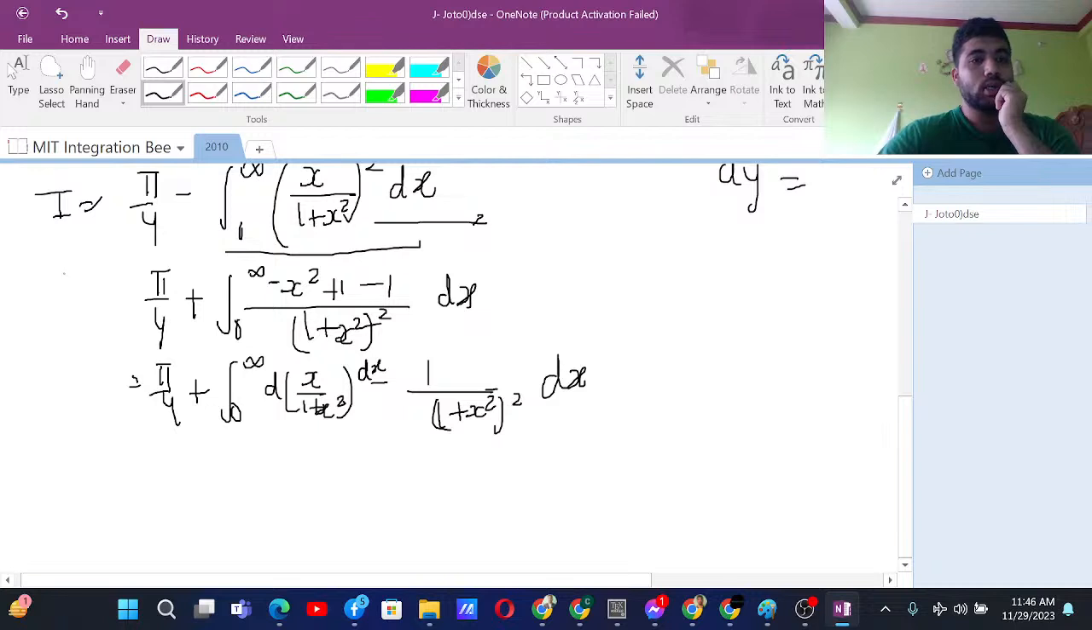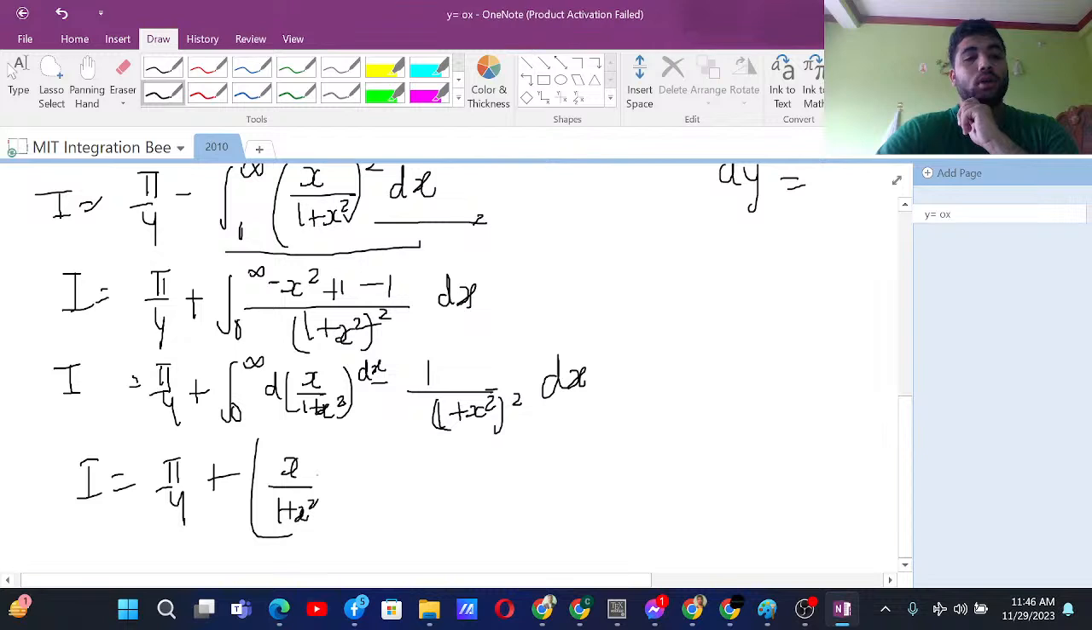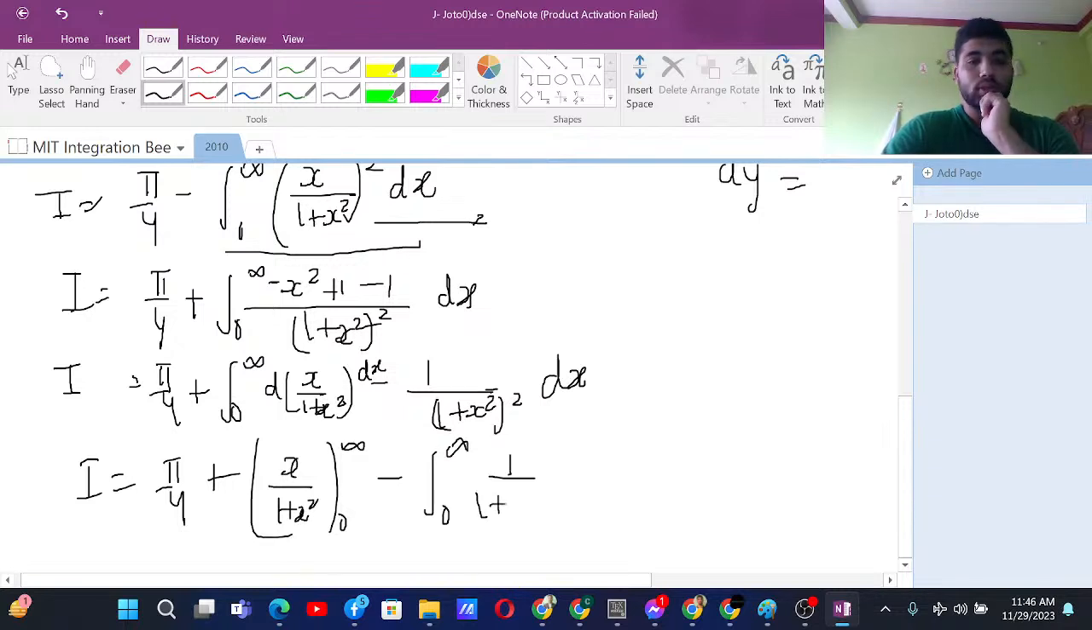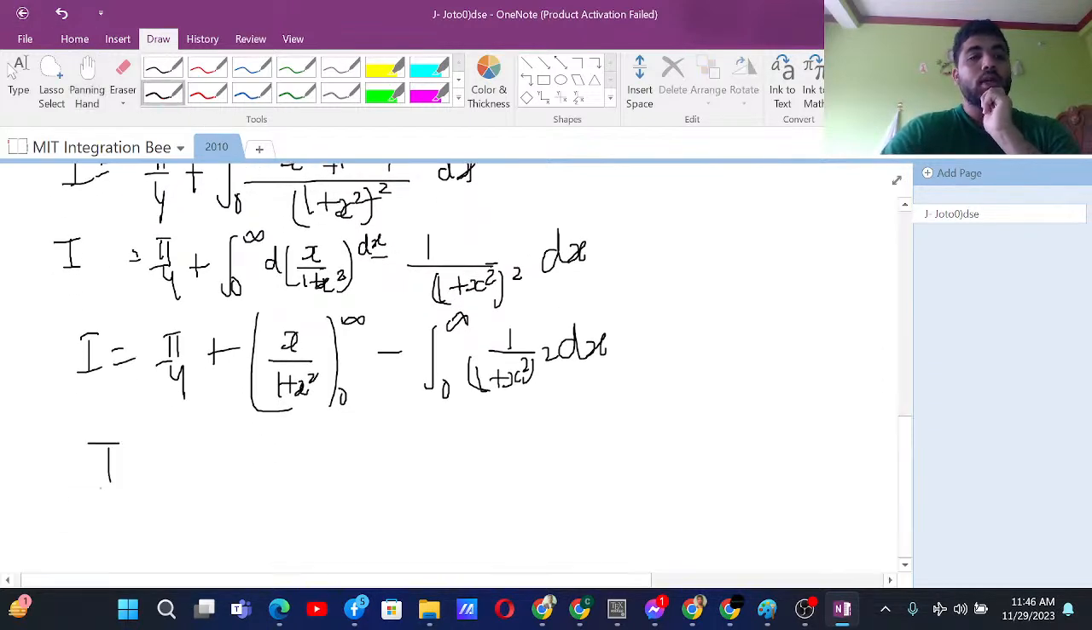Okay, and this is I, and now after this we'll have I equals pi by 4 plus x/(1 + x²) from 0 to infinity, and we know that this integral from 0 to infinity of 1/(1 + x²)² was the original integral I. So we'll have I equals pi by 4. At infinity, x² will dominate, so it's going to be 0. And minus at 0, this is again 0, since it's 0 by 1. It's again 0. Minus I.